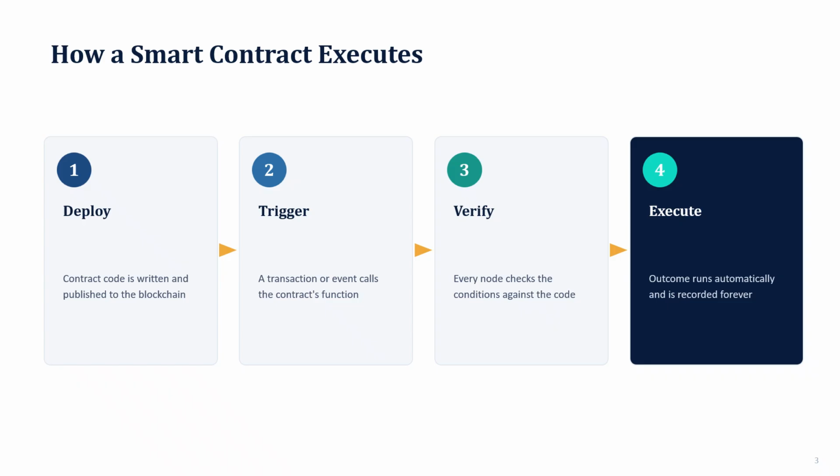Third, and this is an important part, every node on the network independently checks whether the conditions are actually satisfied or not. Nobody just takes the contract's word for it. Fourth, if everything checks out, the outcome executes automatically and gets recorded on the blockchain forever. No step requires a human to approve it.